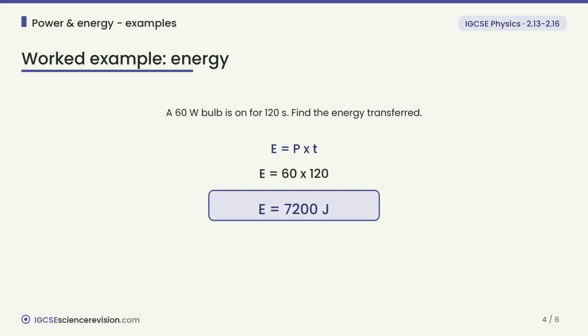Now energy. A 60 watt bulb is switched on for 120 seconds. Write the equation. Energy equals power times time. Substitute 60 times 120. That's 7,200 joules. Power times time in seconds gives energy in joules.